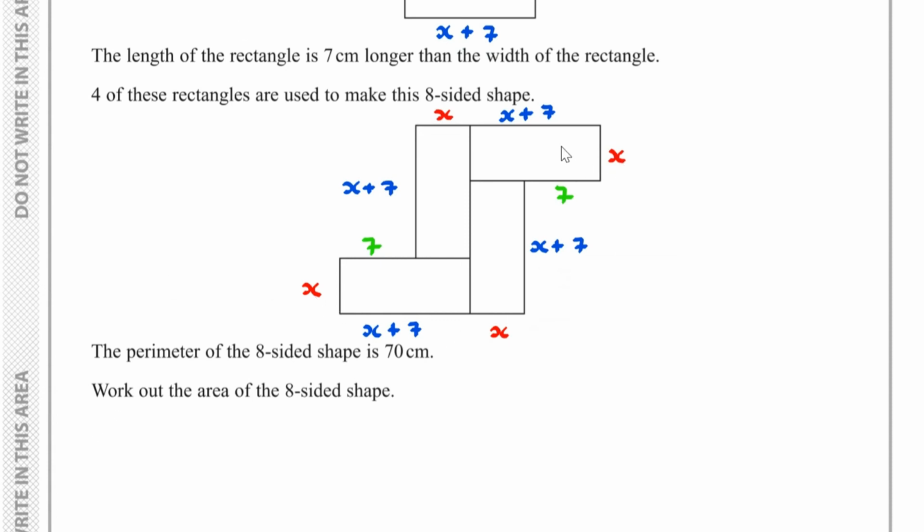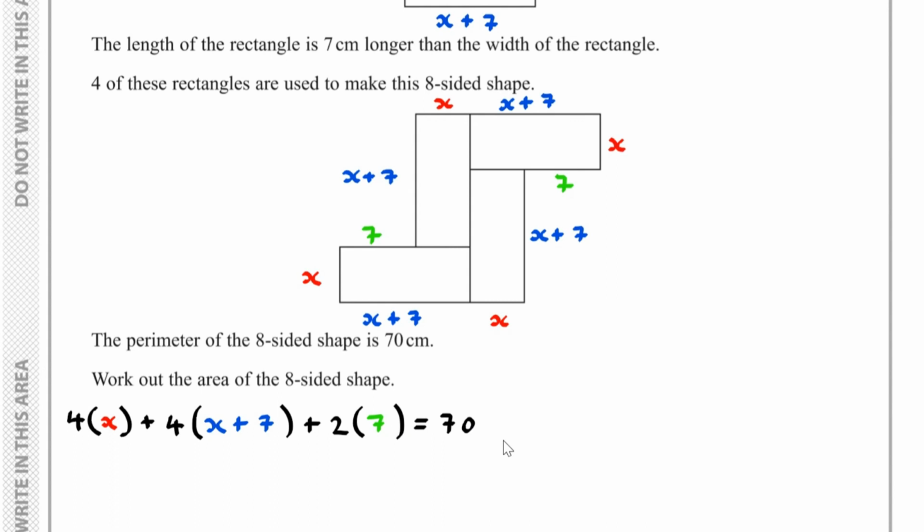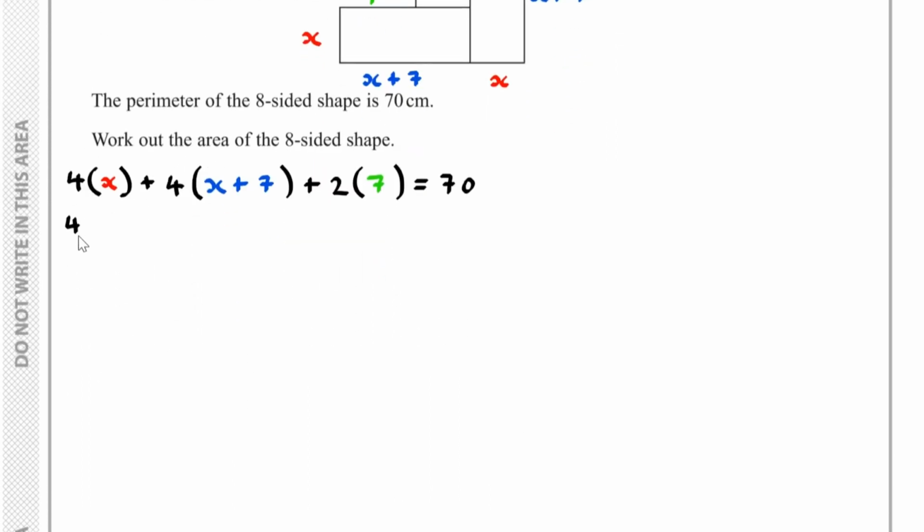Well, I've got 1, 2, 3, 4 of those x's, so I've got 4 multiplied by x. And then I've got 1, 2, 3, 4 of those x plus 7's. And then I've also got 2 of these 7's. And the total perimeter is 70. 4x plus 4x plus 28 plus 14 is 70. So we have 8x plus 42 is 70.